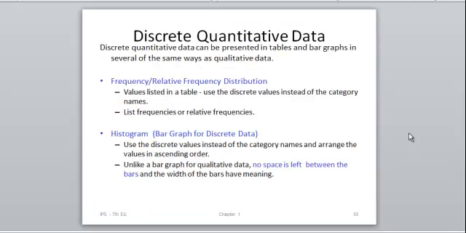Discrete quantitative data can be presented in tables and bar graphs in several of the same ways as qualitative data. Now we'll have our frequency and relative frequency distributions. Those are the table where we list either the frequency or the relative frequency, and then a histogram, which looks like a bar graph, except the bars touch one another. Data that is numerical is different from categorical data, where we separate the bars because these are different categories.